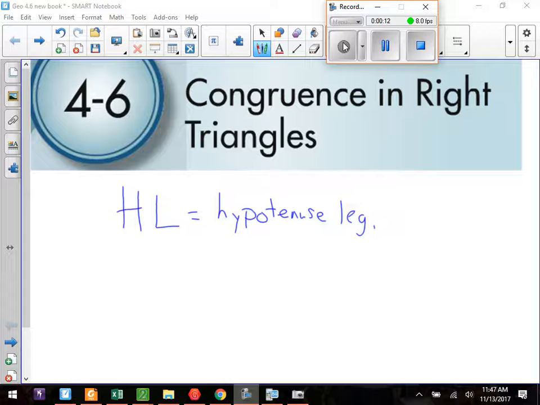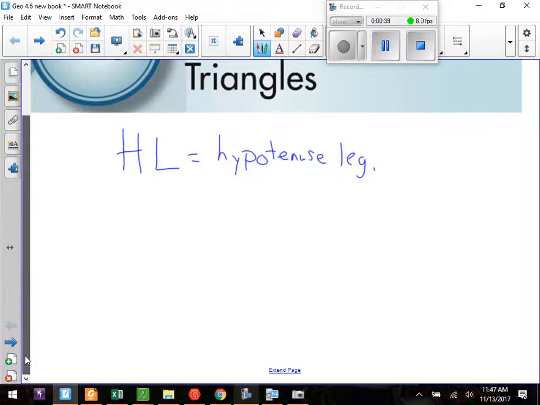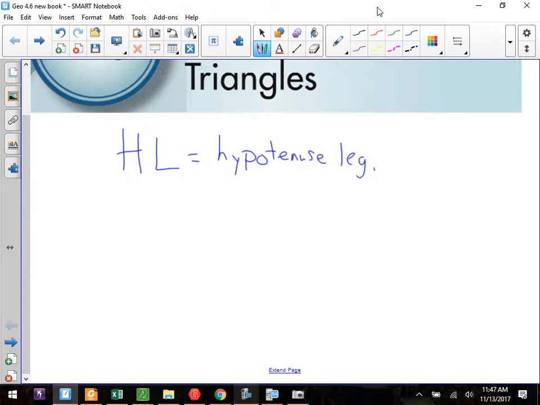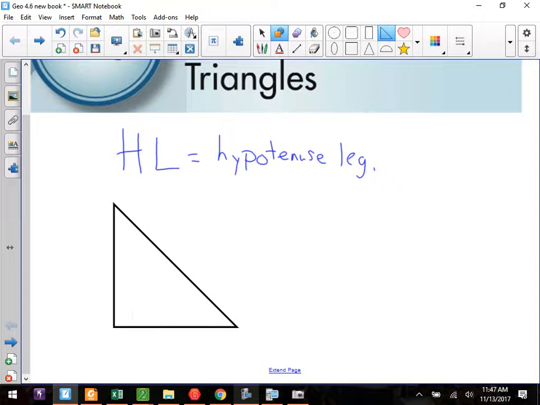What kind of triangles have hypotenuse? Right triangles. So this whole idea of what's called hypotenuse leg, I know that we had that in our list of ways to prove triangles congruent: side, side, side; side, angle, side; angle, side, angle; angle, angle, side; and then the last one was the hypotenuse leg. The only way this works is if you do have a right triangle.